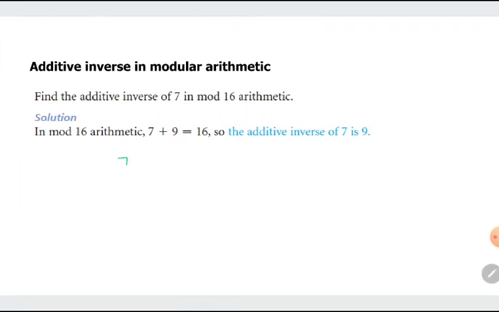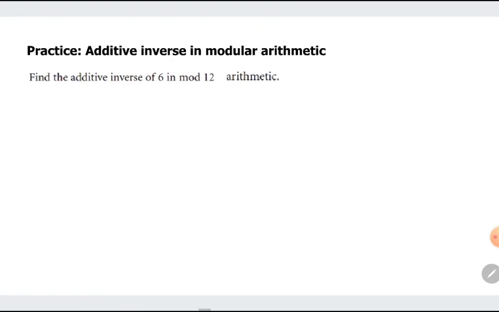So here you are looking for 7 plus x that will make this congruence true. So you see a 16 here. What do I add to 7 to make it 16? So 9. It's quite simple, okay?